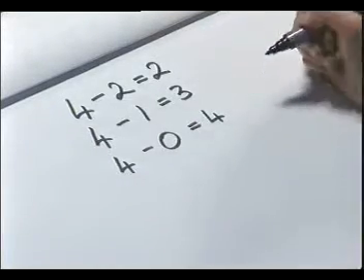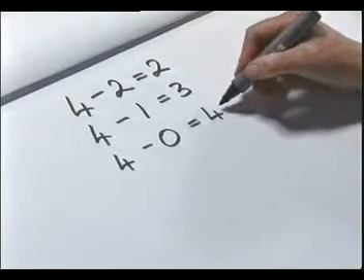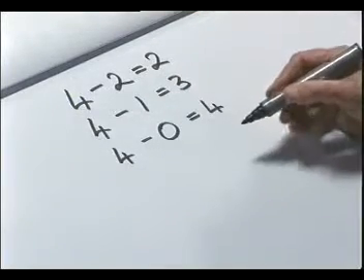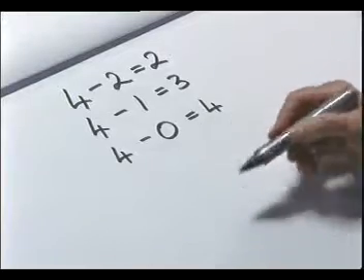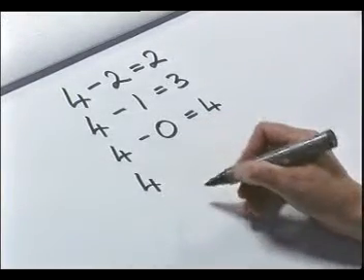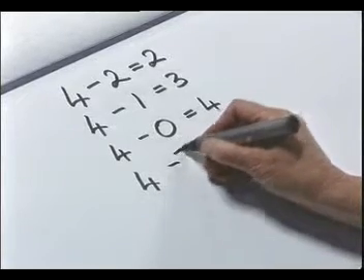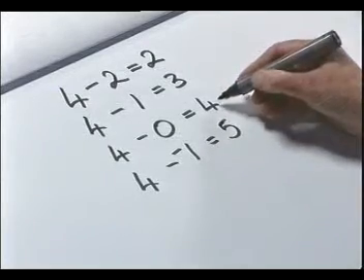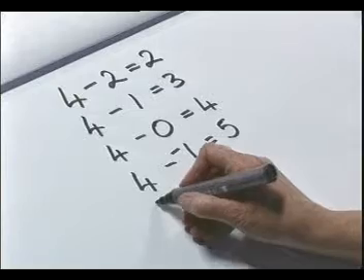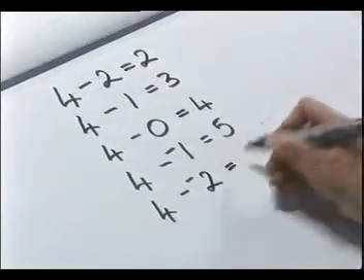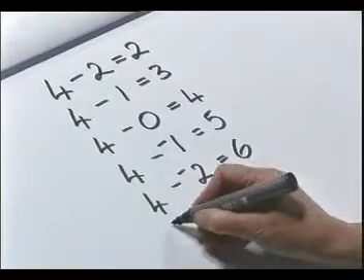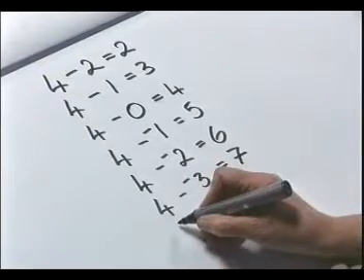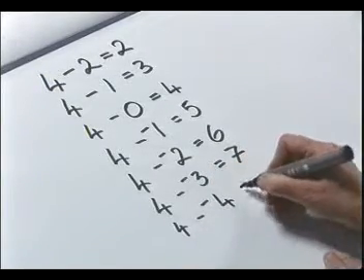Notice in this sequence of subtractions, the answers are going up by 1 as the numbers that we are subtracting decrease by 1. So if we continue the pattern in the calculations, the next calculation would be 4 subtract negative 1. And the answer will be 5. You add 1 onto the 4 to make 5. And 4 subtract negative 2 will be 6. And 4 subtract negative 3 will be 7. And 4 subtract negative 4 is 8.